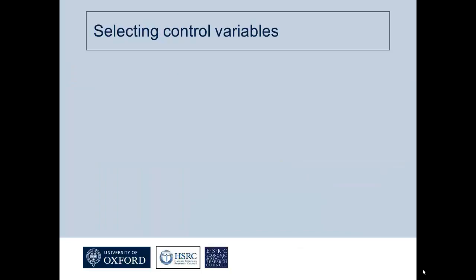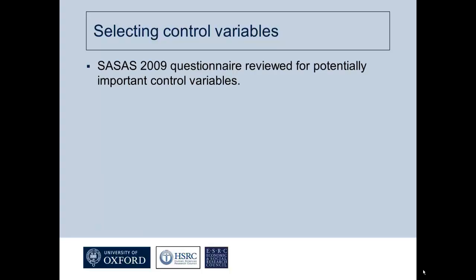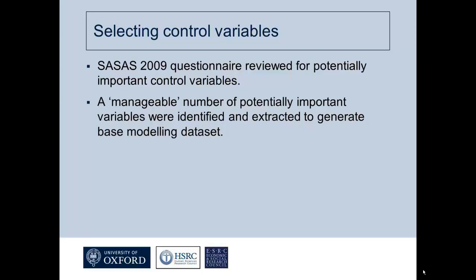The second data preparation task was to select the appropriate control variables to feed into the model. The South African Social Attitudes Survey in 2009 had a vast array of variables within it, under a range of different themes. So the project research team sat together and reviewed the entire questionnaire from 2009 to identify a selection of potentially important control variables. A manageable number were identified, and these were extracted to generate a base modelling dataset.